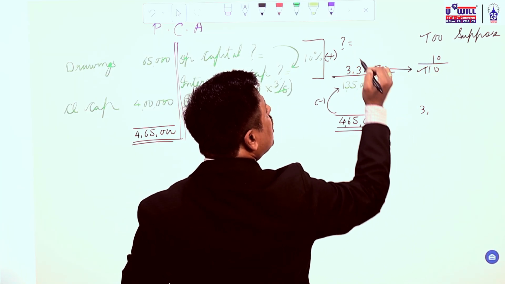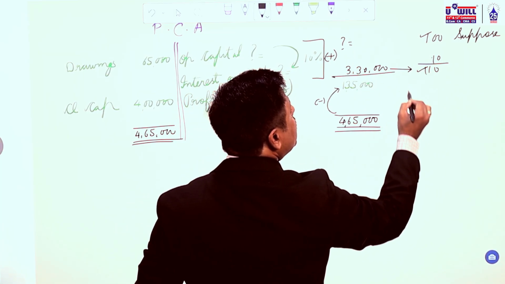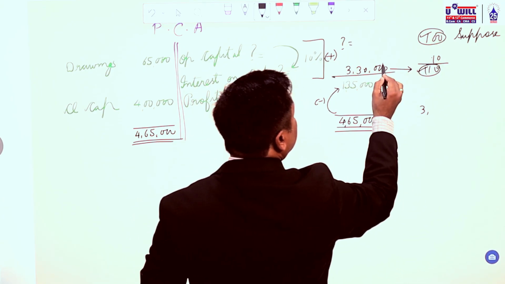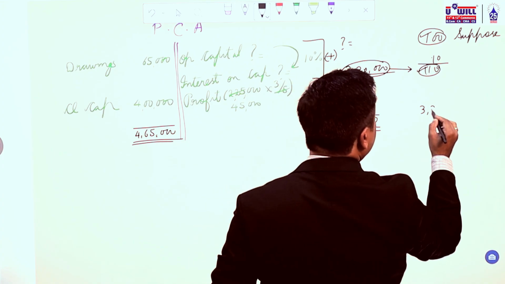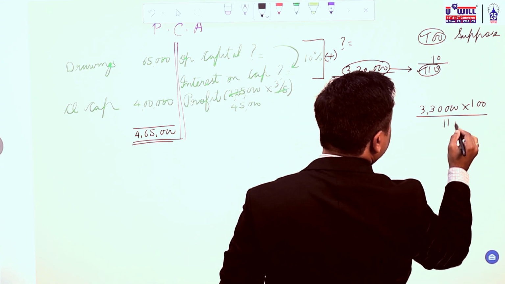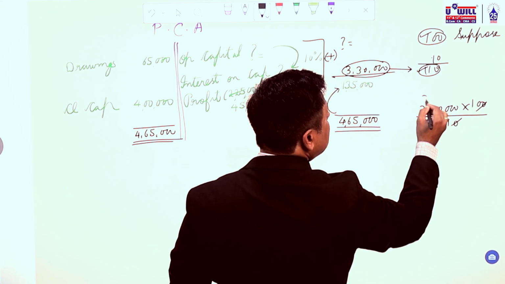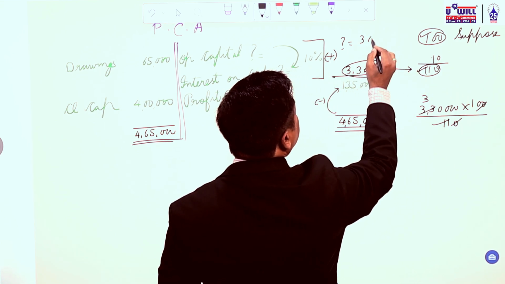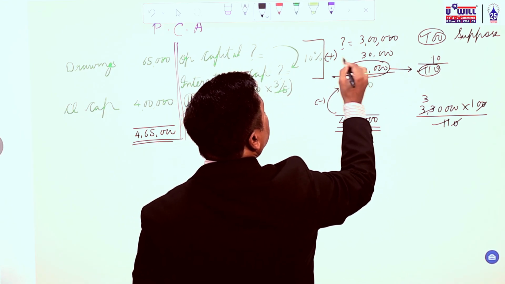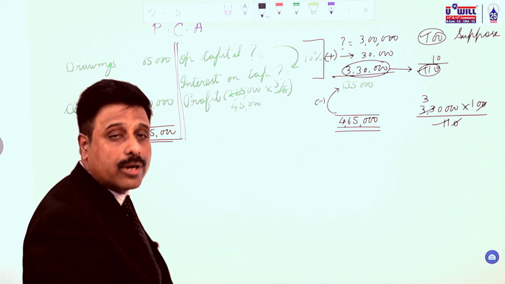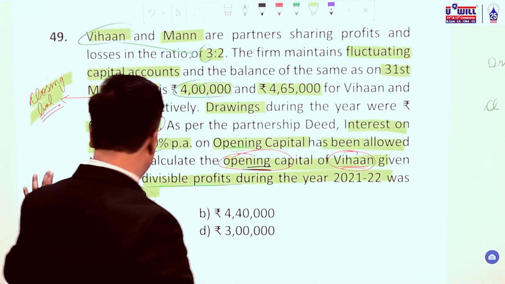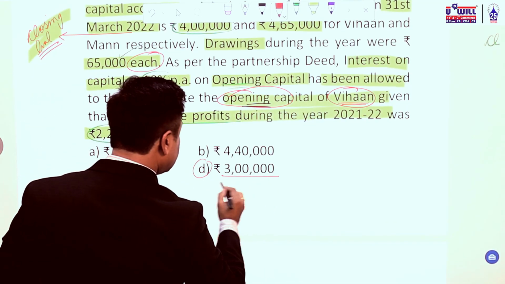So against 3,30,000, how much? 3,30,000 into 10 upon 110. Since opening capital is asked, against 110 opening is 100. So against a total of 3,30,000, how much would be opening? 3,30,000 into 100 upon 110. 11 3s are 33, so 3 lakhs. And you can cross check: 3 lakhs opening capital, 10% interest on that is 30,000. Does it make 3 lakh plus 30,000, 3 lakh 30 or not? So your opening capital is 3 lakhs. Option B is the correct answer.